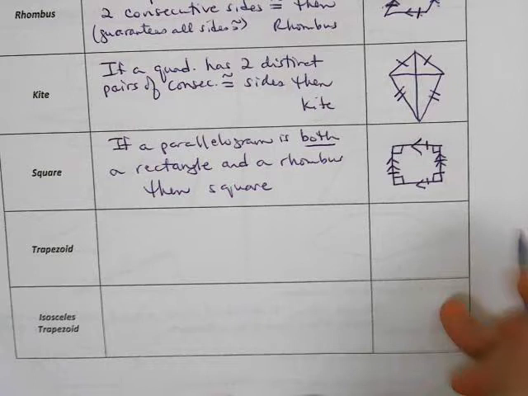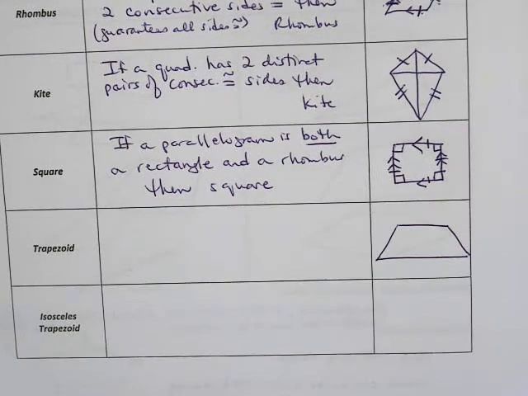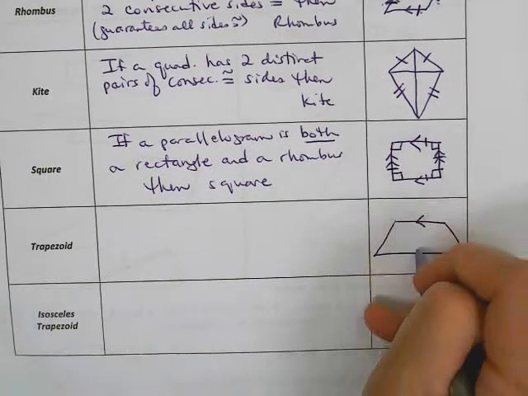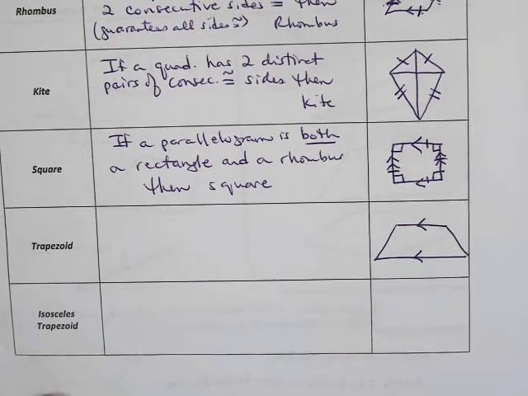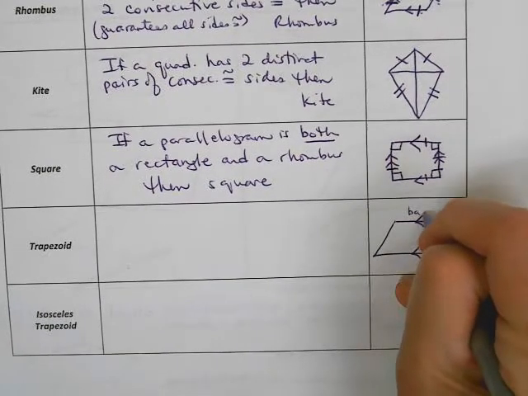A trapezoid, I know you've seen this before too. All right, looks something like this. If you've forgotten, a trapezoid is a quadrilateral, but it simply has just one pair of parallel sides. All right, we usually call these the bases.